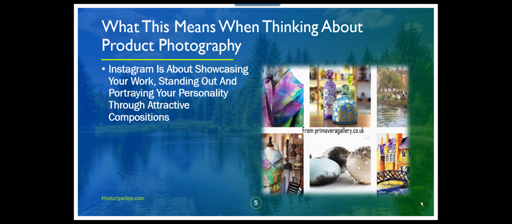So what this means when thinking about product photography specifically is that Instagram is about showcasing your work, standing out and portraying your personality through attractive compositions. Now you can see on this example on the right that we're attractively putting pieces together and using different backgrounds and just combining things in different ways to sort of showcase the personality. Now I work at a gallery in Cambridge, and this is the sort of thing we do on Instagram. I encourage you to look for examples in your own field to see what the big players are doing themselves and imitate that, but also put some of your own personality and some of your own twists on that.